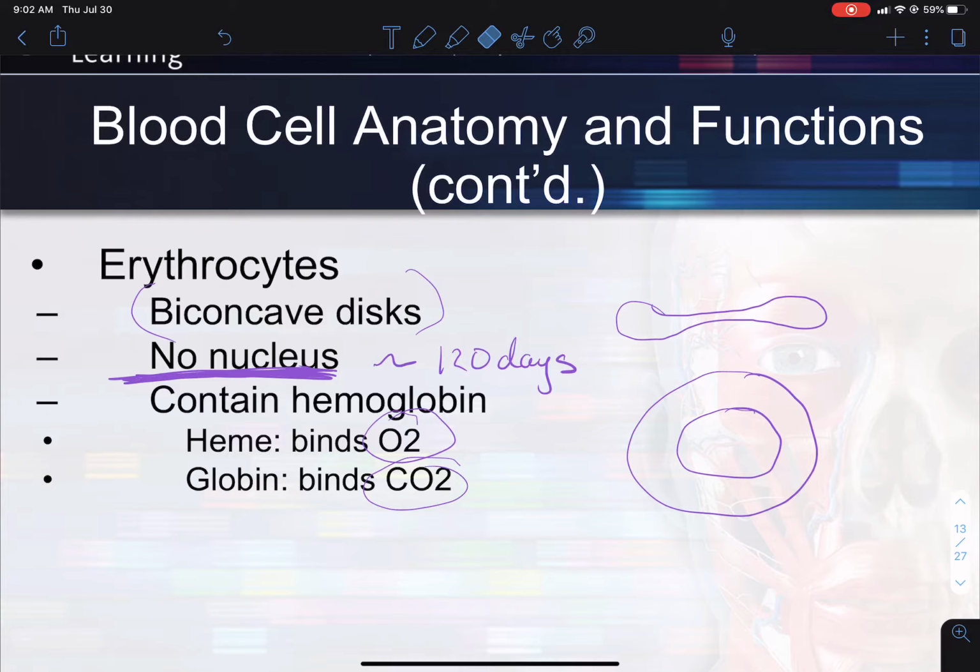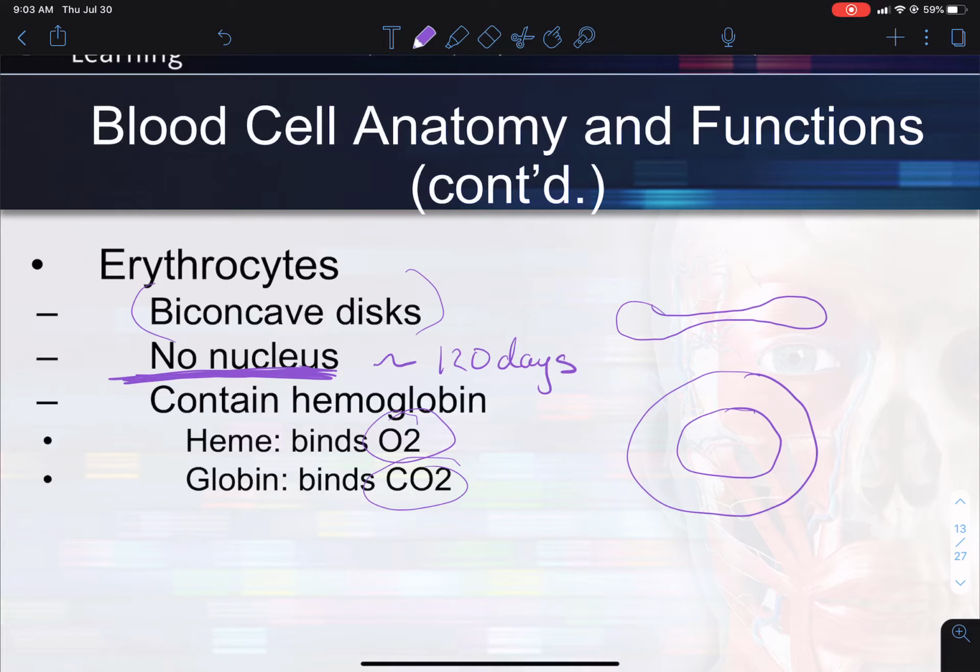In 120 days, what are you really going to do with that amount of time, right? You don't live long enough to have any sort of cell metabolism. And if you don't have any functions that you need to carry out, then there's no reason for you to have a nucleus, or to carry around DNA. It would just be really inefficient for the body to make red blood cells all of the time and bother putting in DNA whenever the cell is going to die off anyway. So that's why we don't have a nucleus in there.